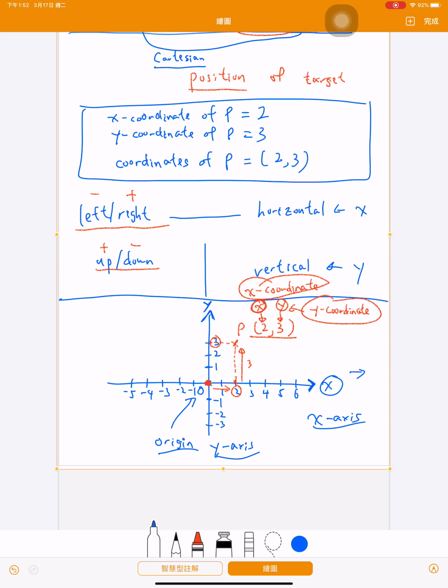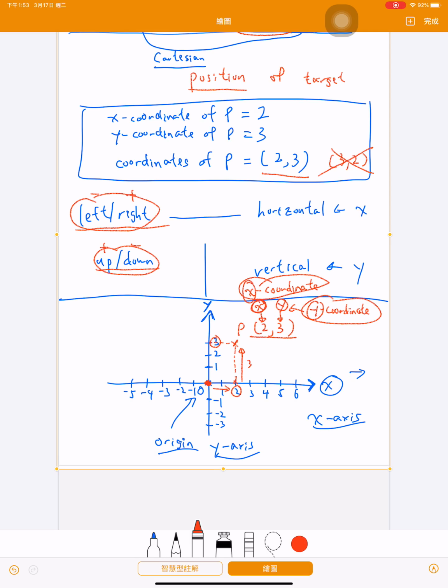Okay. Remember, this one 3, 2 is not correct because the order is very important. We use x first, and then second is y. Okay, x and then y, right? Understand? So now we know what is the meaning of rectangular coordinates. That is consists of x and y. X means the left and right. Y means the up and down.